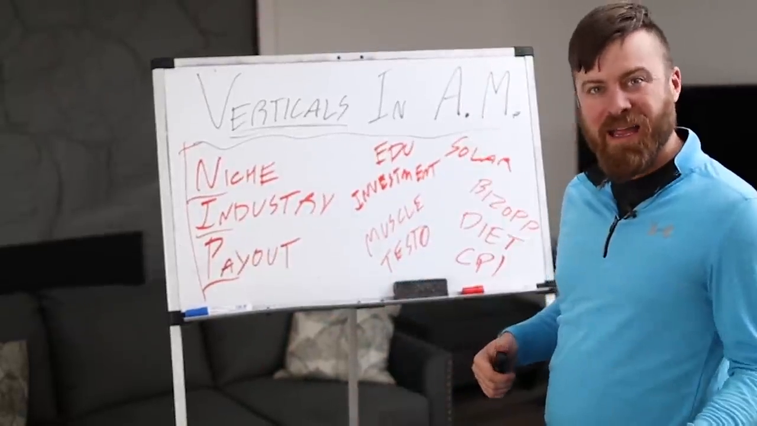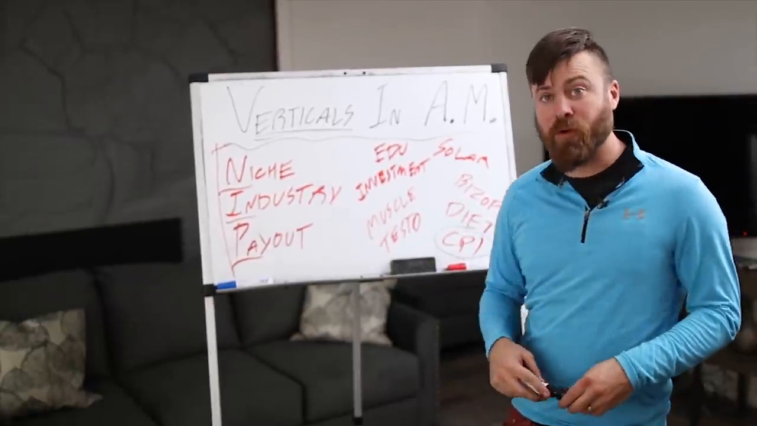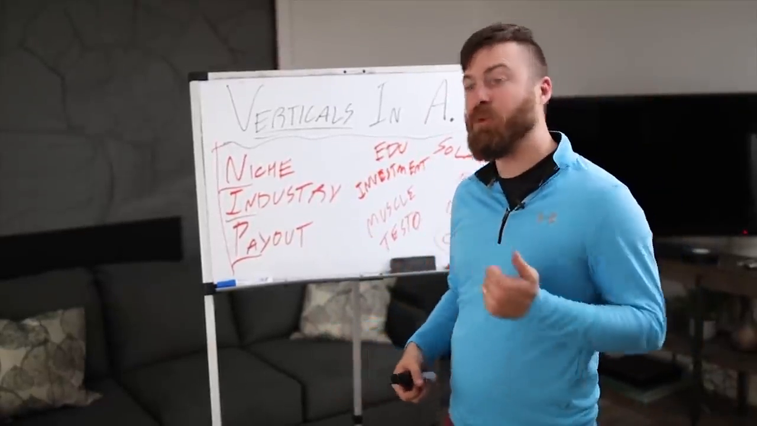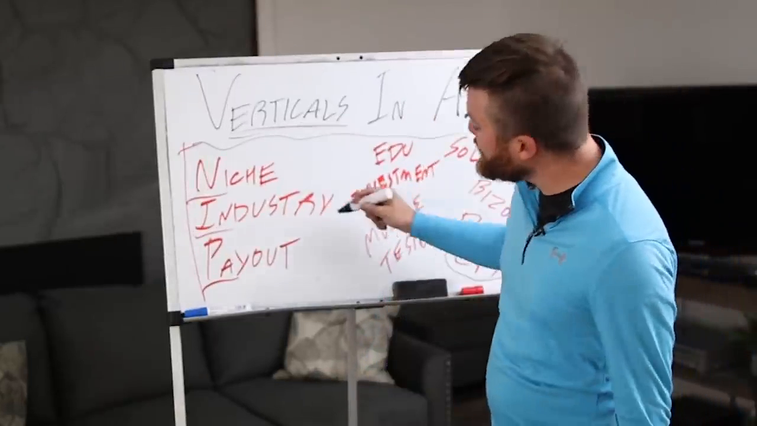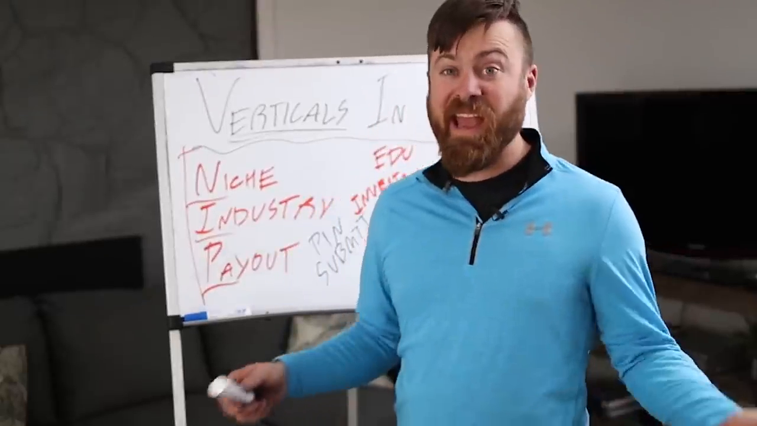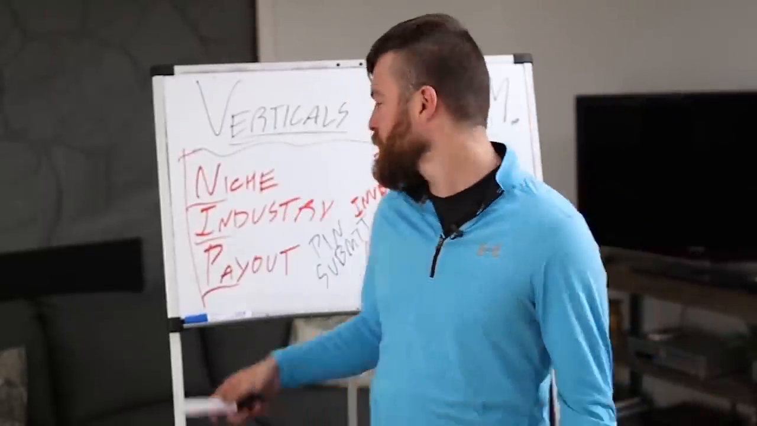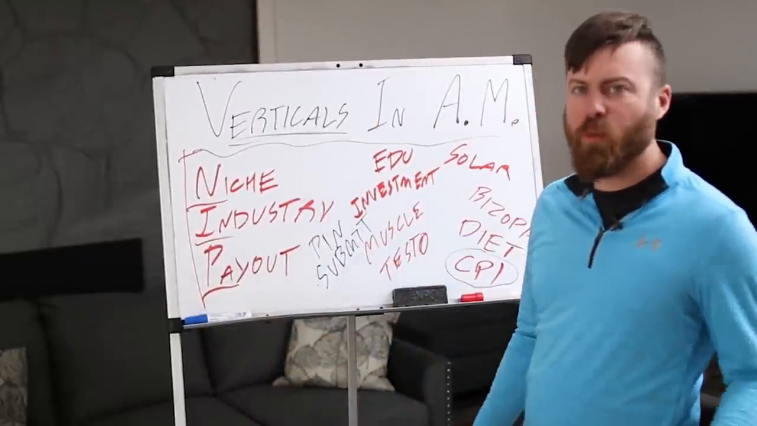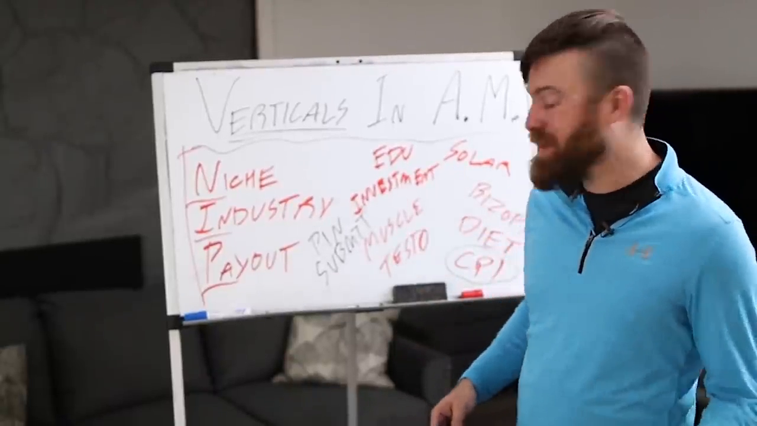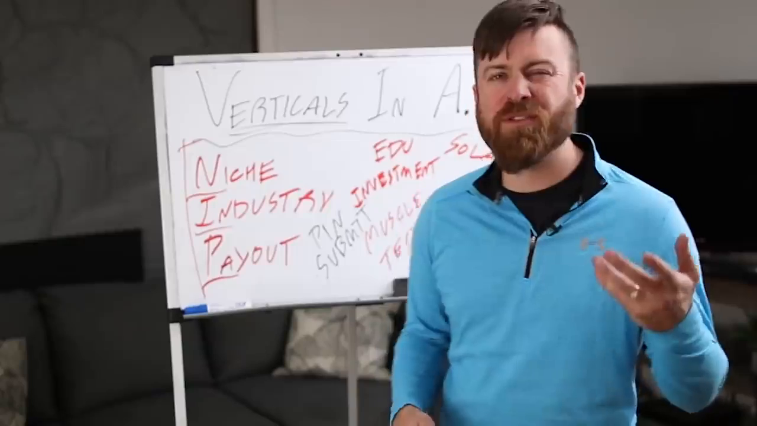CPI stands for cost per install, and that is considered a vertical in affiliate marketing. There's a whole vertical of mobile advertising to get people to install games. Another vertical is pin submits. Pin submits are when people purchase games or mobile apps through their phone carrier. It's called carrier billing. So those are some anomalies, but other niches are more traditional, such as education, solar lead generation, investment lead generation, muscle, testosterone, crypto, diet, biz op. There's a million of them.